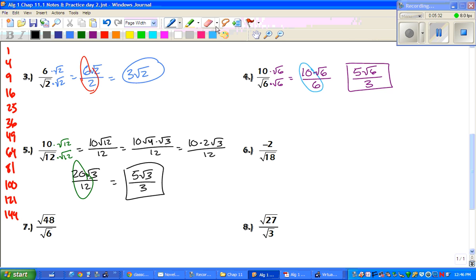All right, let's try number 6. Multiply both the top and the bottom by the root. And you get negative 2 over 18. Okay, we're not going to simplify yet. We're going to do that at the very end. So our next step is to break down 18, and that is 9 and 2.